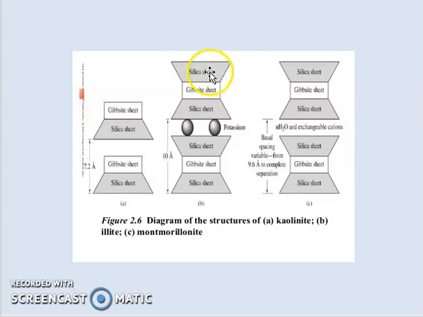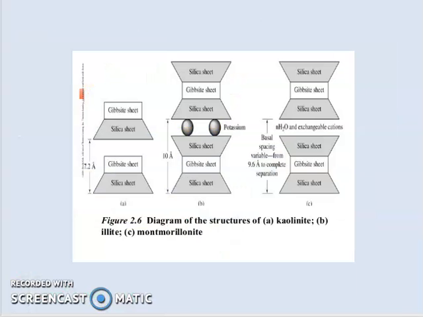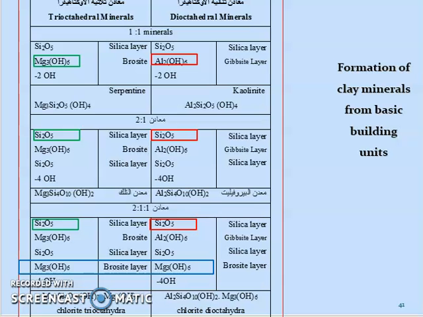All are 2-1 minerals, with the exception of these, which are 1-1 minerals, like this shape. This is a 1-1 mineral, and this is a 2-1 mineral.